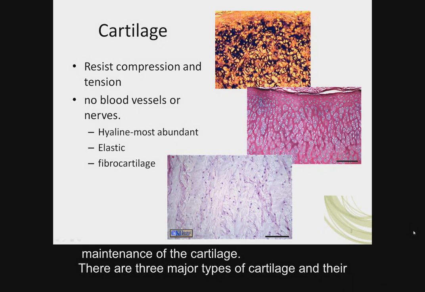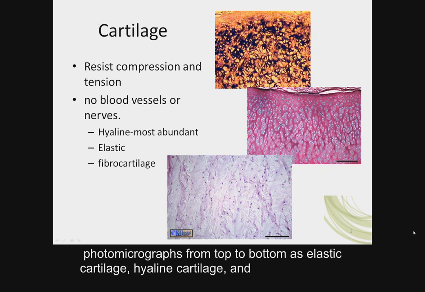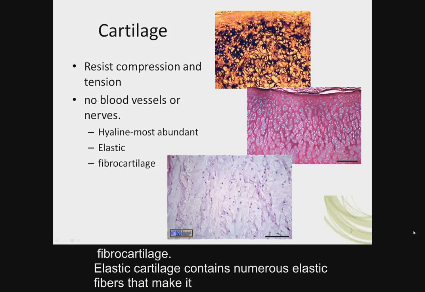There are three major types of cartilage, and their physical properties depend on the nature of the matrix. They are shown in the photomicrographs from top to bottom as elastic cartilage, hyaline cartilage, and fibrocartilage.